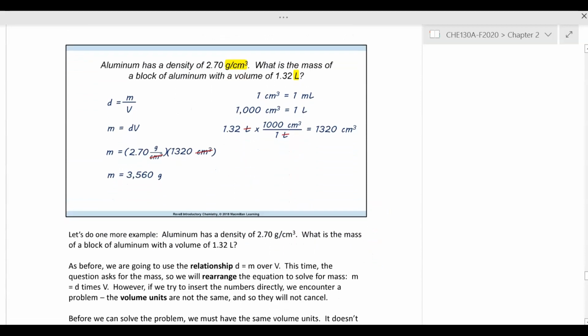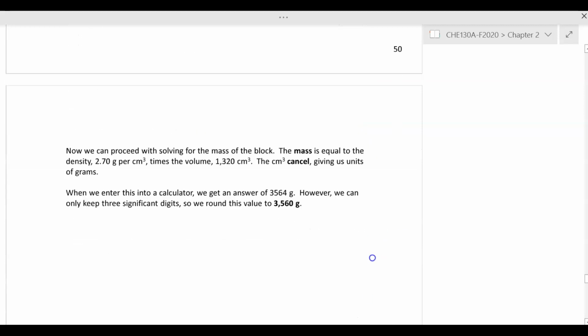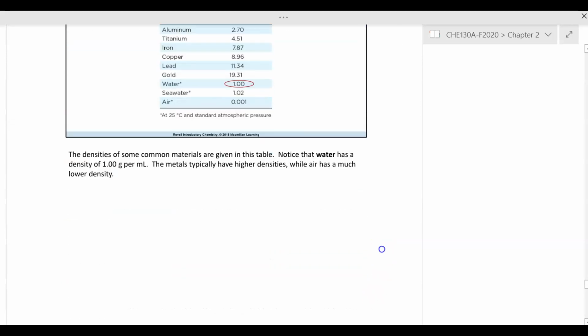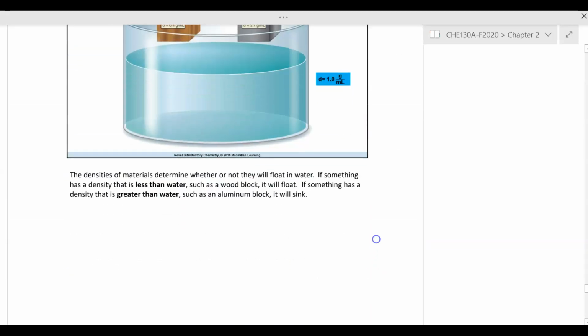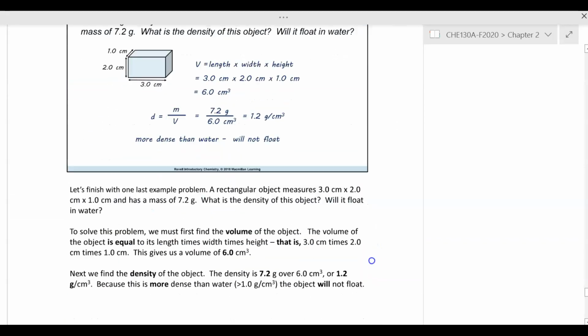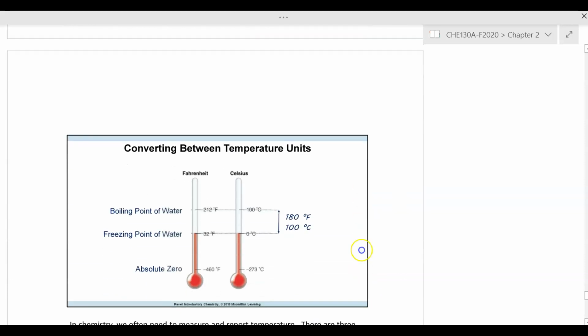Here's an example. You're using density here as essentially a conversion factor to figure out how much mass you have in a cube of a certain size, centimeters cubed. And with that, we're going to wrap up here. Some of the common densities are listed there, so we're getting pretty close to the end. More examples that we'll see as we do some problems.